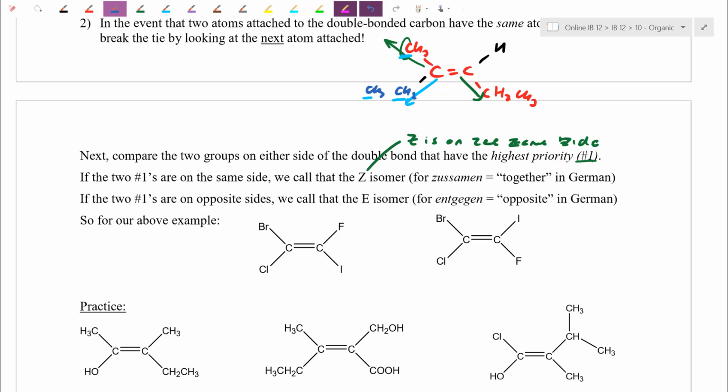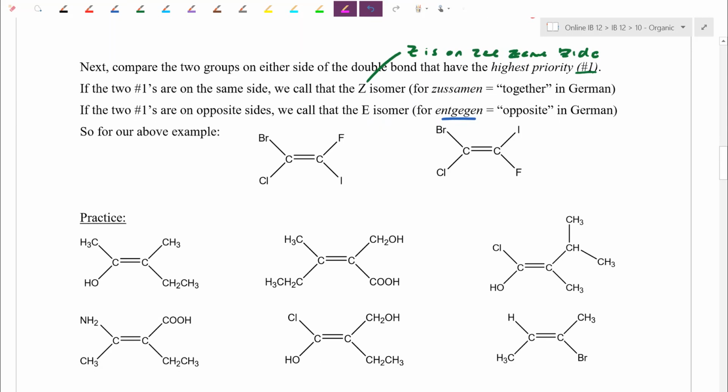If those two high priority groups are opposite each other, across from each other, they're actually the E isomer. E stands for entgegen, which means opposite side, different sides. So let's see if we can practice this. Between bromine and chlorine, we had decided bromine is high priority. Iodine and fluorine, iodine is high priority here. Because they're on opposite sides, this is the E isomer. Again, bromine and iodine, because they're pointed on the same side, this is now the Z isomer.